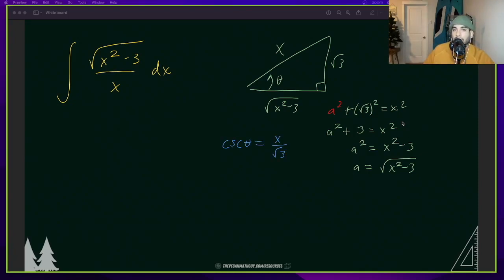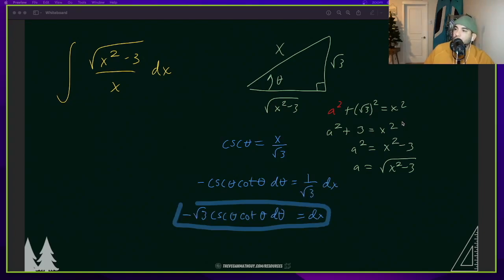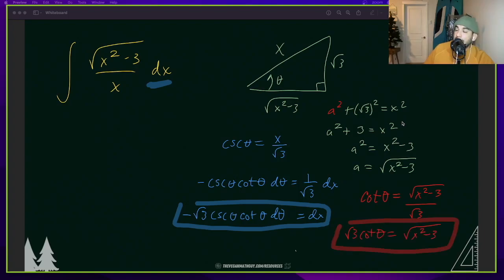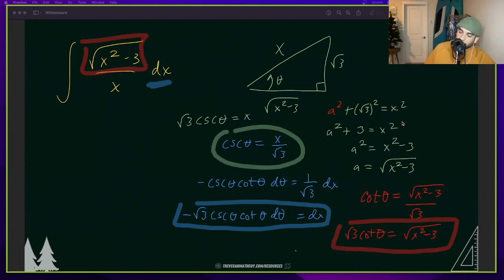We can use cosecant of theta is equal to x over root 3. We're going to use that as our dx. Now we can say that cotangent theta is equal to the root x squared minus 3 over root 3. And now we have what we're going to use for the root x squared minus 3. And revisiting the cosecant, we can say that root 3 cosecant theta is equal to x. And that's exactly what we're going to use for the x.